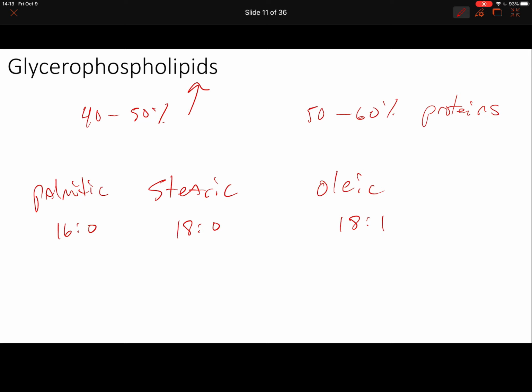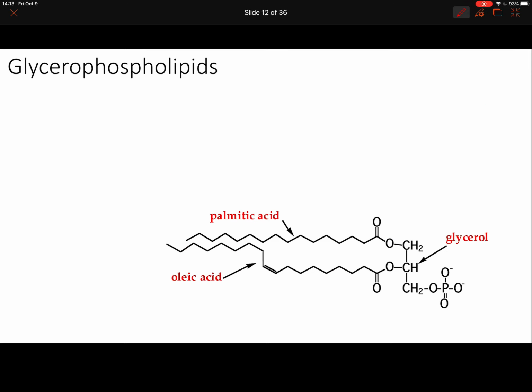Most abundant. And you can see here a phosphatidic acid. The phosphate down at the bottom, oleic acid, palmitic acid. Now, the fatty acid on carbon 2 of glycerol is always unsaturated.